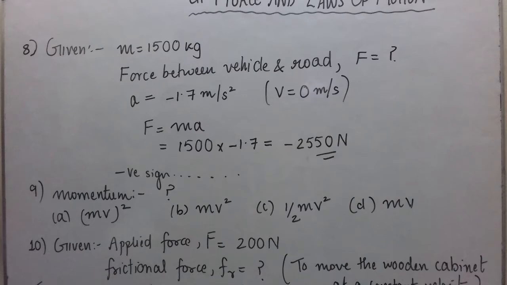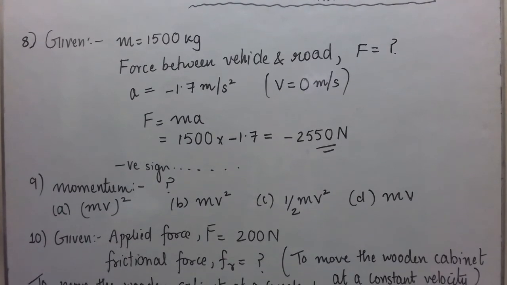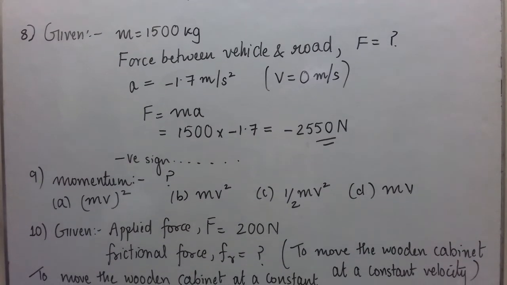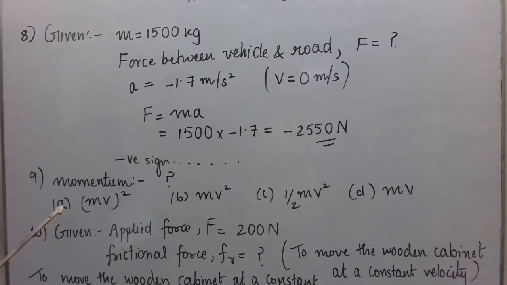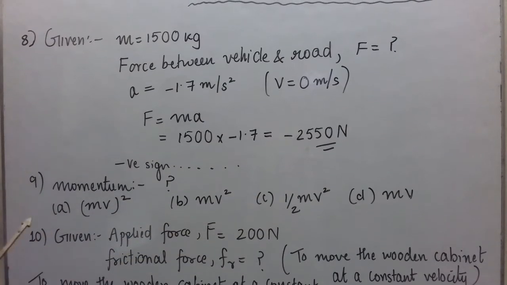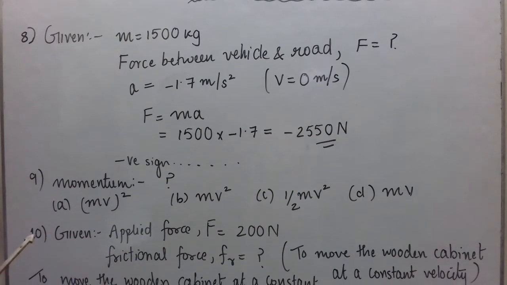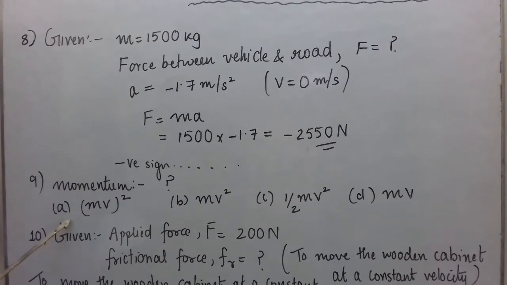Now let us proceed to the ninth question. What is the momentum of an object of mass m moving with a velocity v? This is a very simple question, MCQ type. There are 4 options given, A, B, C and D. If a body is having mass m, velocity v, what is its momentum? And I am sure that you know this answer.